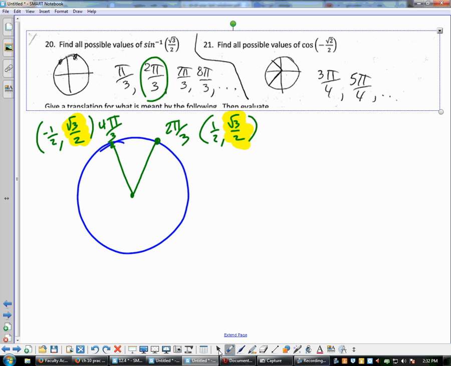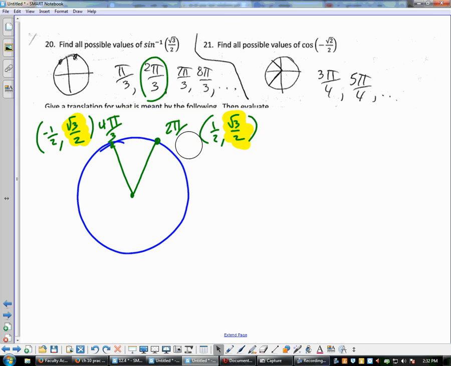why did I say 4 pi over 3? My humblest apologies, I'm messing up this problem. I drew them right, I wrote the wrong angles. This should be pi over 3 and 2 pi over 3. So I wrote my ordered pairs correctly, I just wrote my radian measures incorrectly. So that's why we have pi over 3 and 2 pi over 3 as 2 possible values. We could keep going around the unit circle. We get 7 pi over 3, 8 pi over 3, and so on.